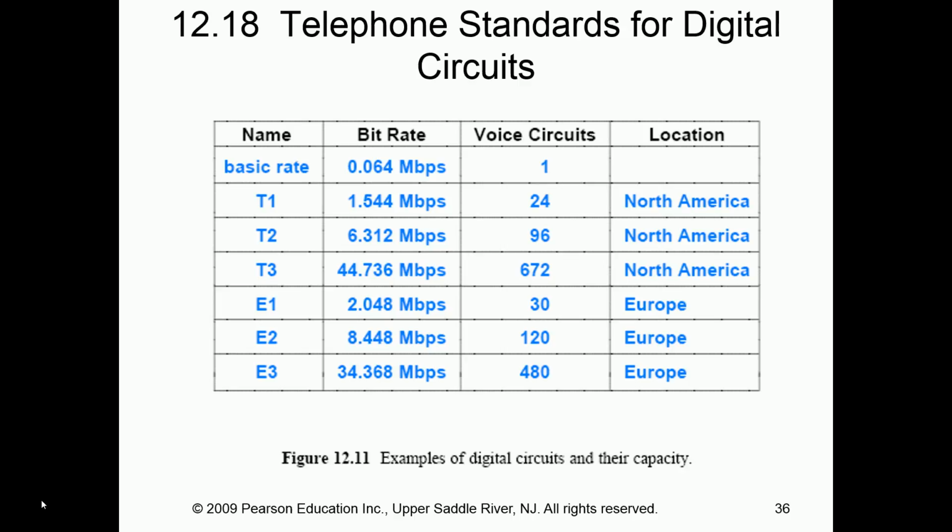T2s, there's 96, for T3, 672, but those are all just American standards. In Europe, they have completely different standards. They have the E system. Again, 30 voice circuits. I believe that's 32 or 33 for voice plus 2 or 3 for error control, and so forth and so forth.